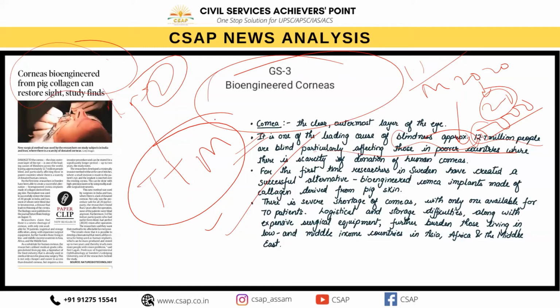So therefore, this is a particular technique through which we will directly rectify the corneal blindness, which affects some around 1.1 million people in our country. Okay, so this was associated with some of the science technology.